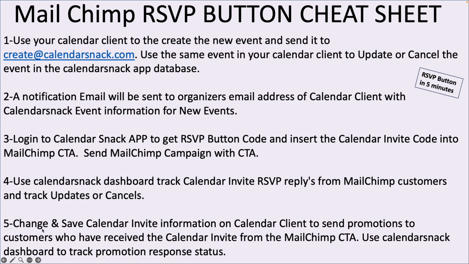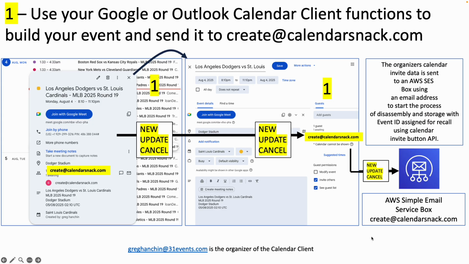And then the more advanced is to change and save calendar invite information on the calendar client to send promotions to the customers who have received a calendar invite from the MailChimp call to action button. You're going to use the Calendar Snack dashboard once again to track the promotions and response.